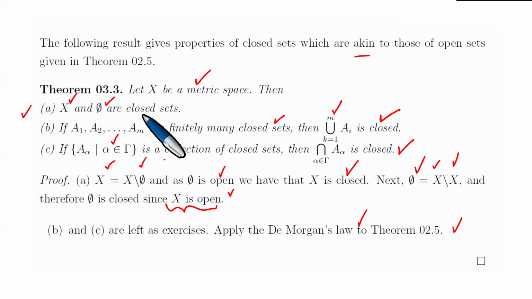Now, this is very important. How do we prove that the whole space X itself is open? We take the complement of the empty set. As the empty set is closed, we have that X itself is open. A set is closed if its complement is open. Next.